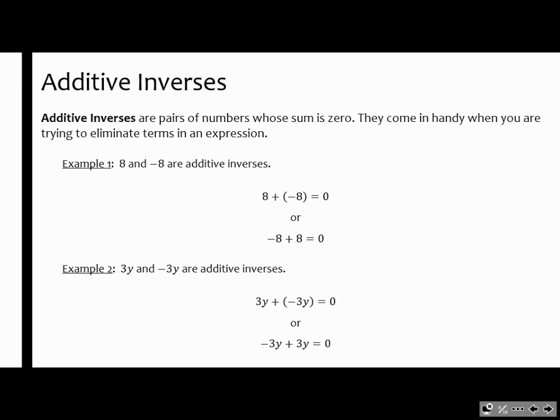Let's review additive inverses. By definition, additive inverses are pairs of numbers whose sum is 0. So 8 and negative 8, when you add them, equals 0. They could also be defined as numbers with the same absolute value or distance from 0, but they do need to be opposite numbers. 3y and negative 3y are also additive inverses. Those are variable terms with coefficients that are opposite of each other. So 3y add negative 3y equals 0, or by the commutative property, negative 3y add 3y equals 0.